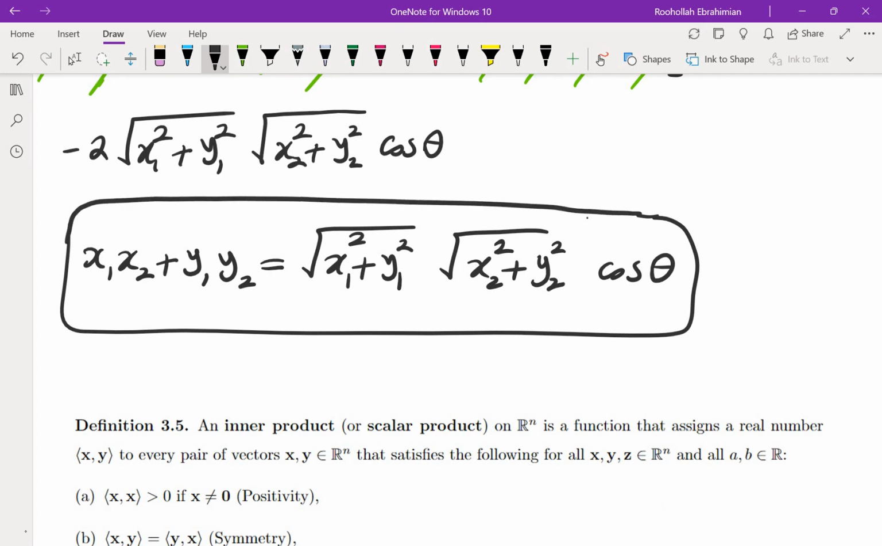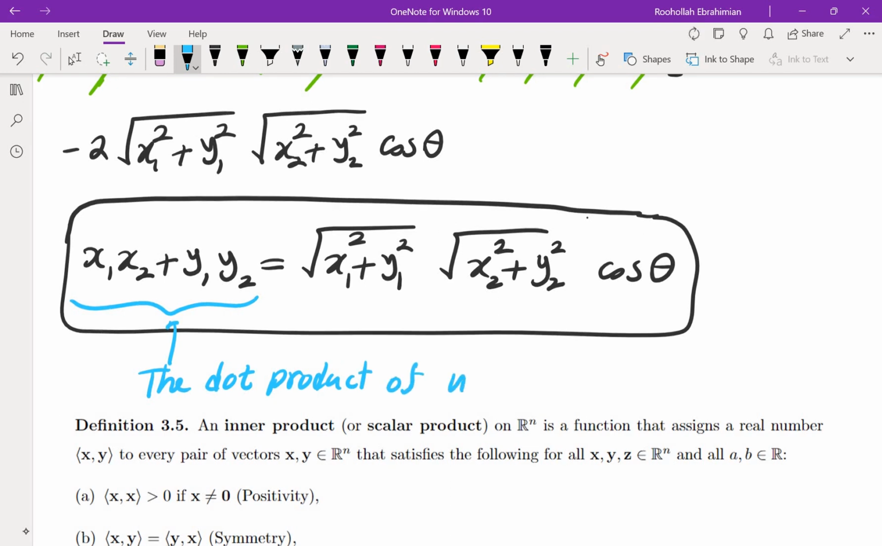Now this quantity on the left, x1x2 plus y1y2, is an important quantity, and this one is called the inner product or the dot product of the two vectors u and v that we started with. Now we can take this idea and make it more abstract. In other words, we're going to define a function that satisfies certain properties, and this would be one of those functions that satisfies those properties.